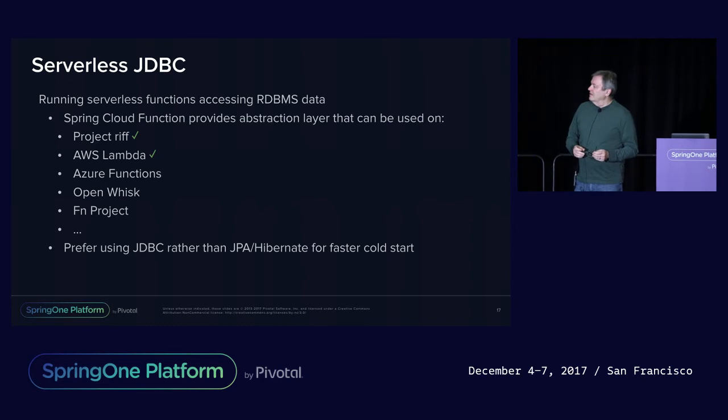So I put together a little sample app that uses the Spring Cloud Function project. So I can actually take my function and run it on Project Riff, and I can also run it on AWS Lambda. And I haven't tried Azure Functions or OpenWhisk or another project yet, but that's next on my list and should work fine there as well.